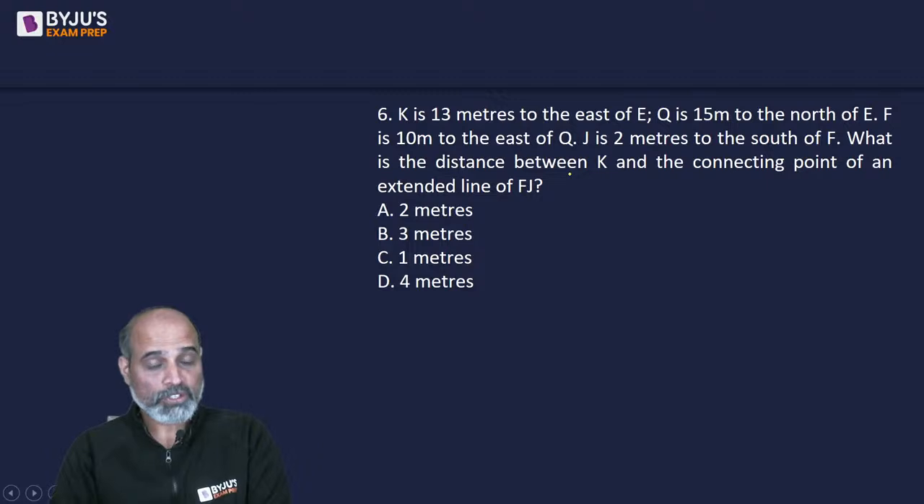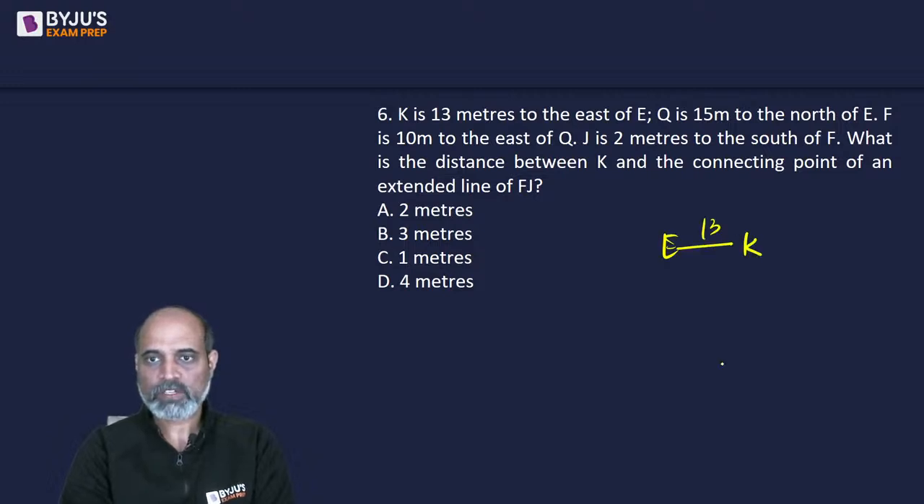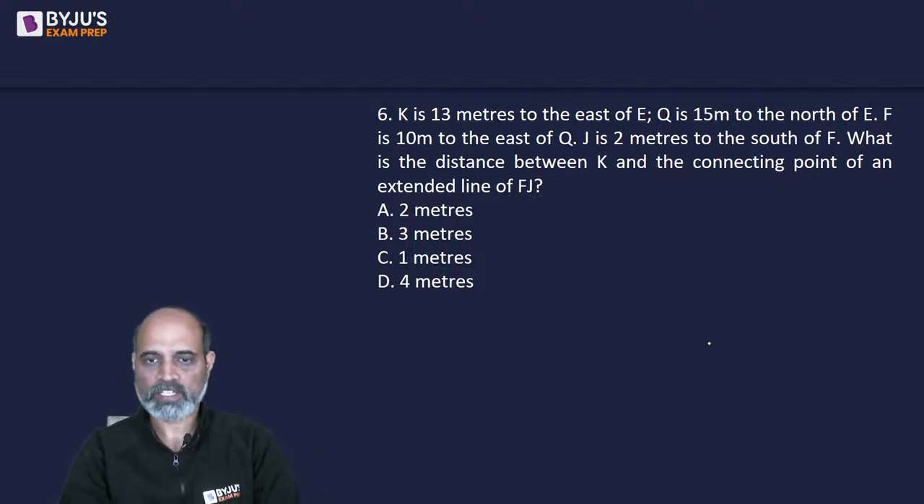Okay, another question on direction. K is 13 meters to the east of E. Q is 15 meters to the north of E. F is 10 meters to the east of Q. J is 2 meters to the south of F. Okay, so let's correct the figure a little.